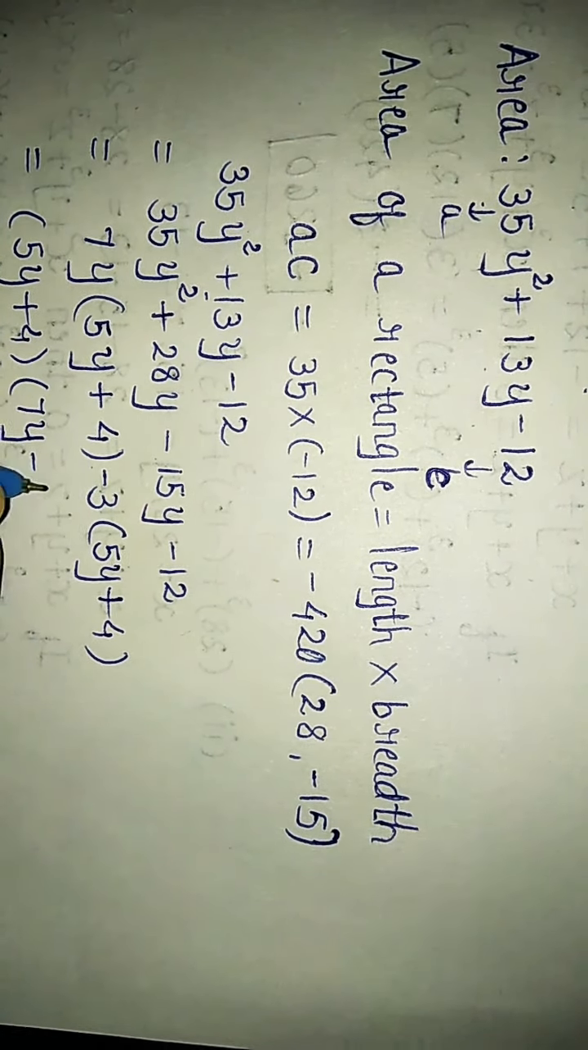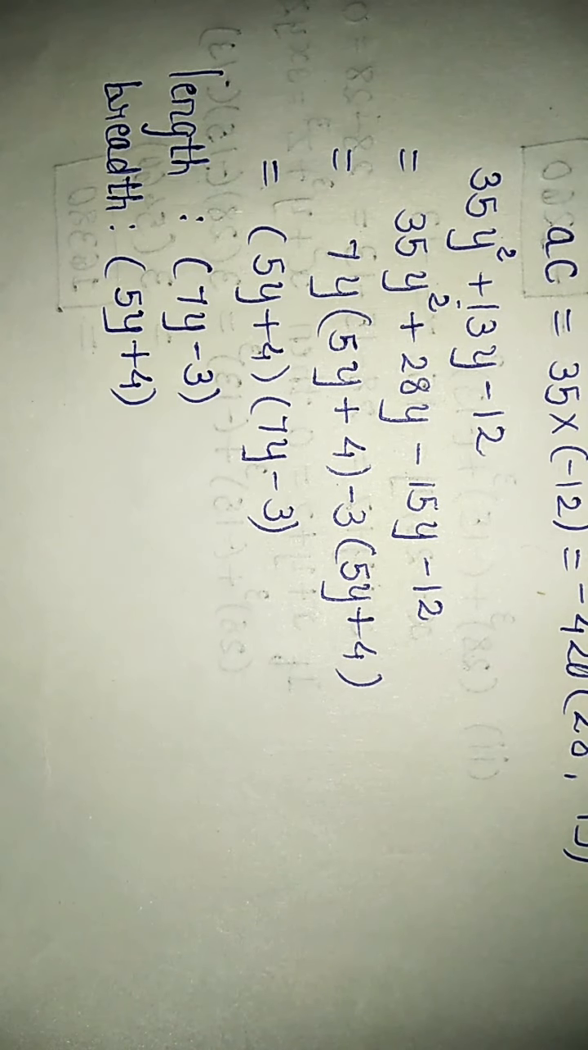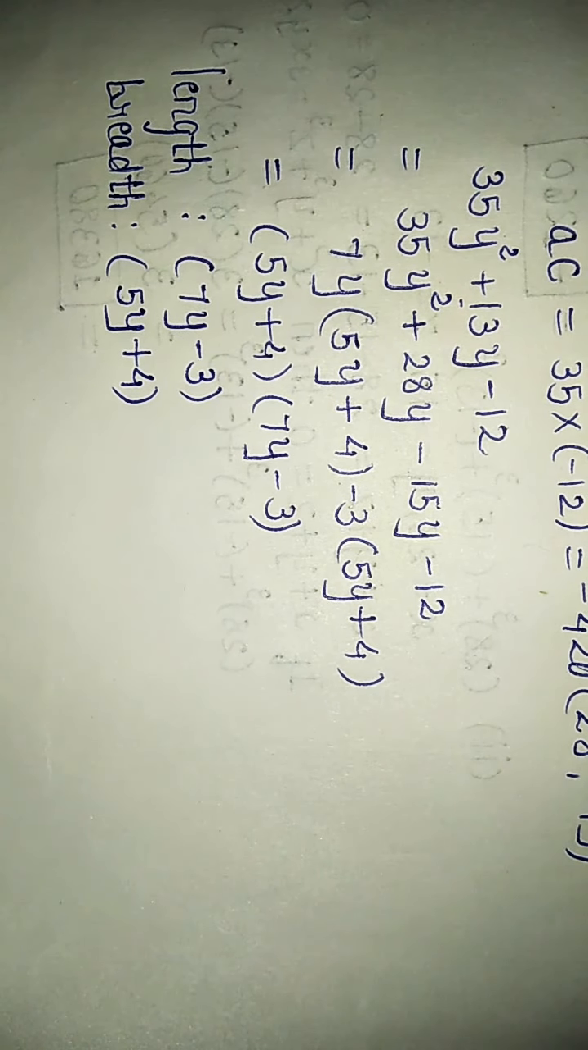We got the answer, these two brackets. Which will be length here? It will be 7y minus 3 and 5y plus 4 will be breadth. Here we completed question number 15, both parts.